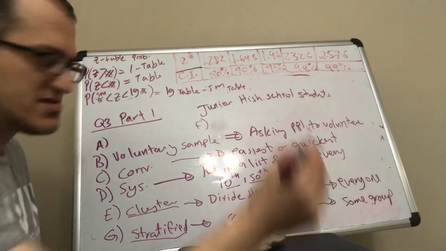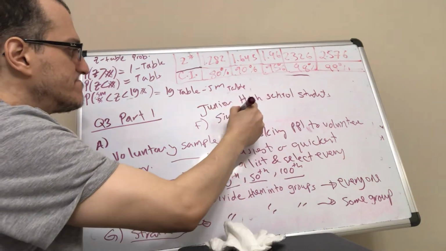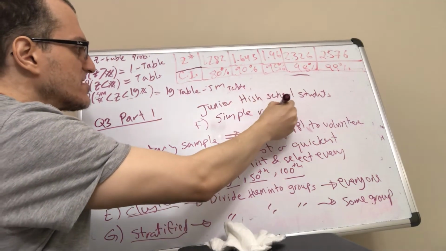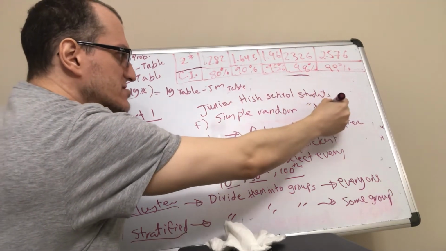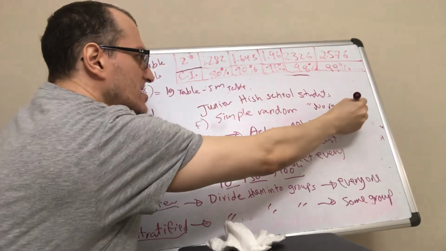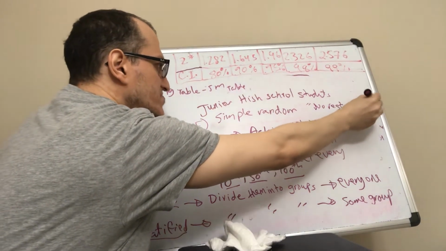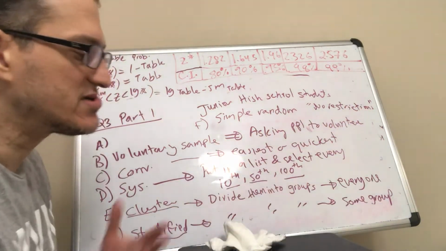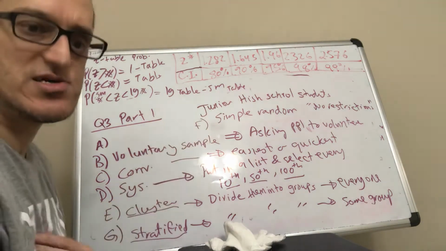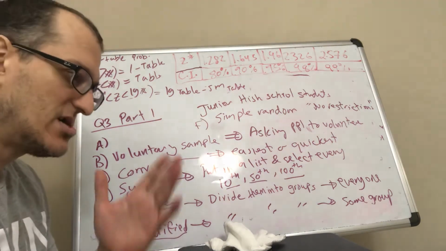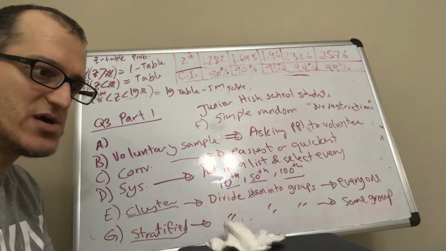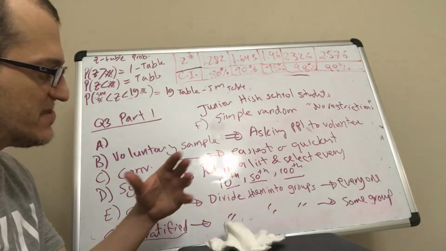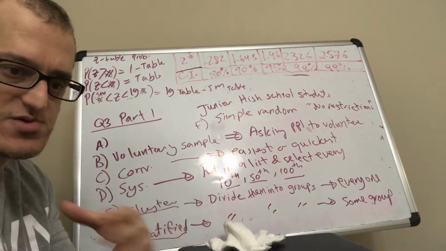Now, F is the simple random. And that's when you do it right, no restrictions. And that's the perfect way to do it, pure random. So I tell you do a study in junior high school, so you randomly select 50 high school students. So they tell you what you need to select without telling you that you did it in a certain way, just pure random selection.